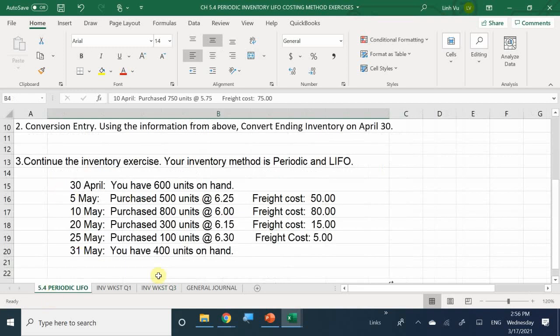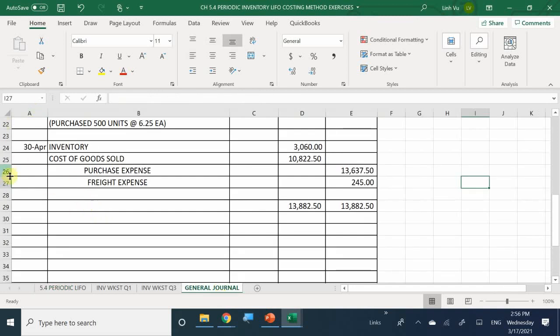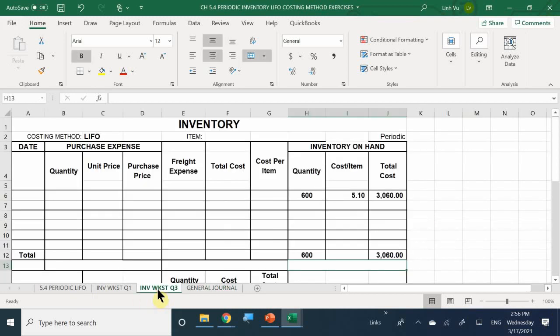On May 5th, you purchased 500 units at $6.25 each for a freight cost of $50. Right? So once again, sorry, wrong sheet. So here, May 5th, we purchased another 500 units at $6.25 each with a freight of $50.